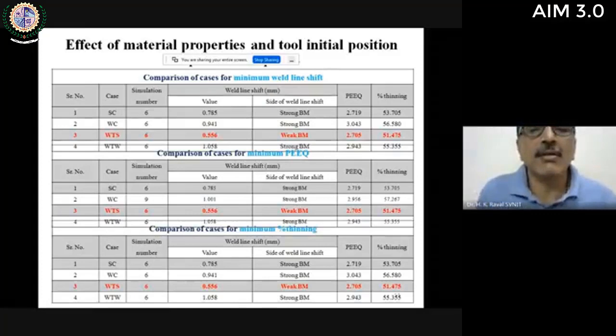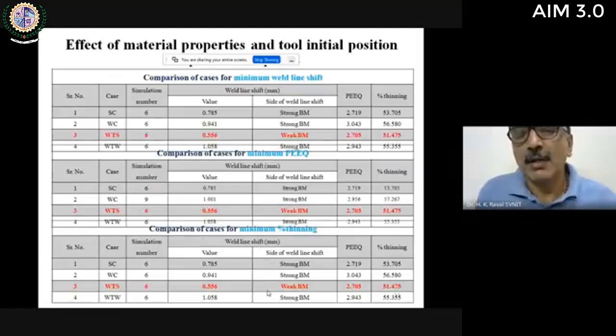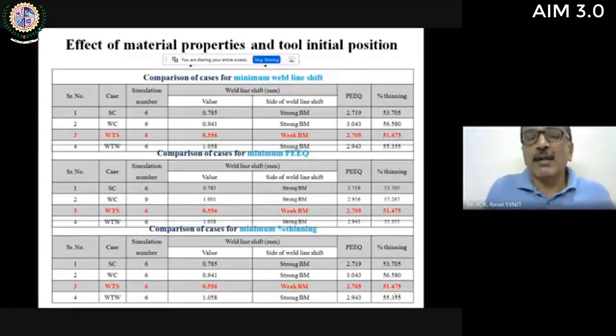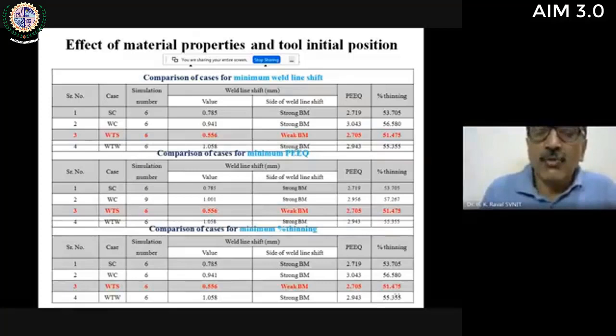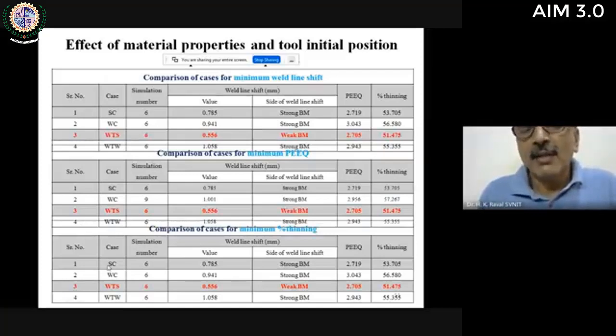Out of that, 6 trial numbers, or simulation numbers, were found to give the minimum weld line shift and minimum thinning. Minimum thinning is desirable, minimum thickness is not desirable. So thinning has to be minimum. Among all four comparisons, WTS, where the tool starting point is on the weld and the tool is moving towards the stronger side, results in the minimum weld line shift as well as minimum thinning. So this is always desirable.